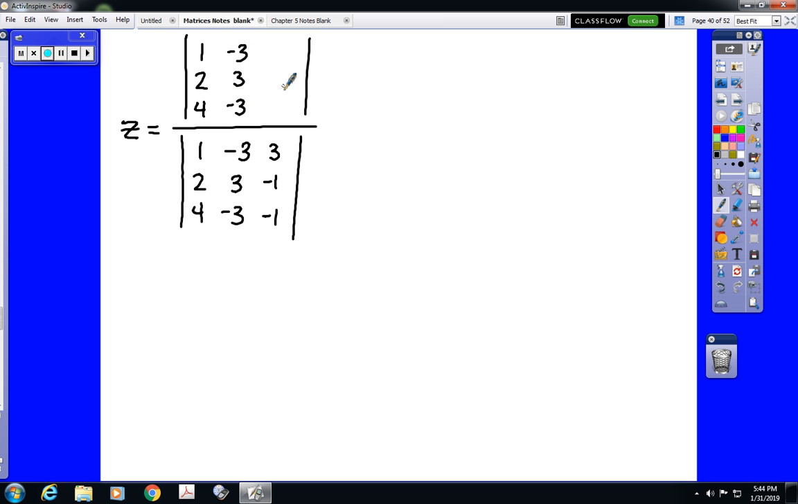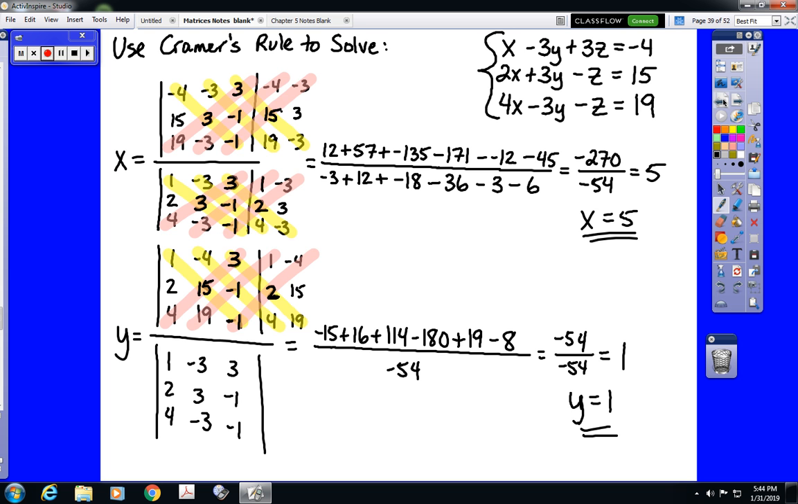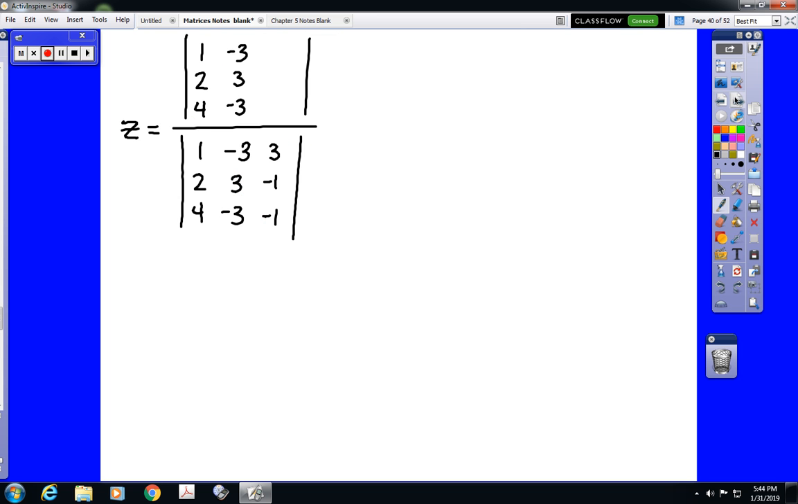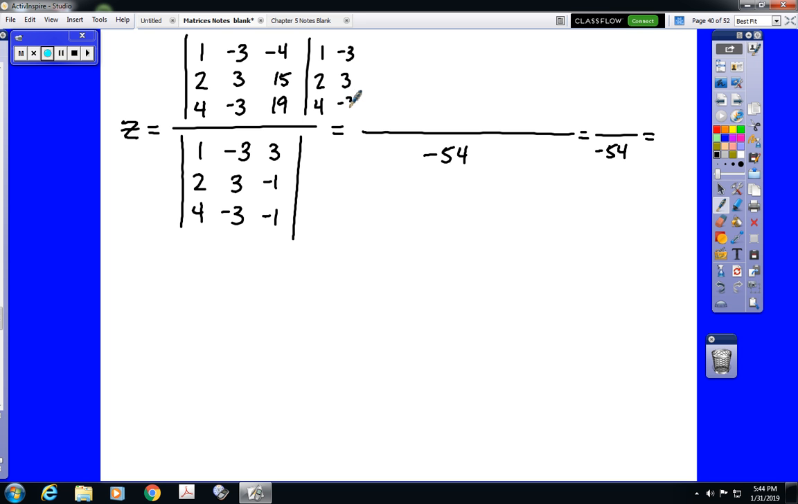The z column, however, will be replaced with our answers, which are negative 4, 15, and 19. Now again, we already know that that bottom is equal to negative 54, so there's no reason to reinvent the wheel here. Okay? Up top, we're going to copy those first two columns, 1, 2, 4, and negative 3, 3, negative 3, and carry out our determinant process.